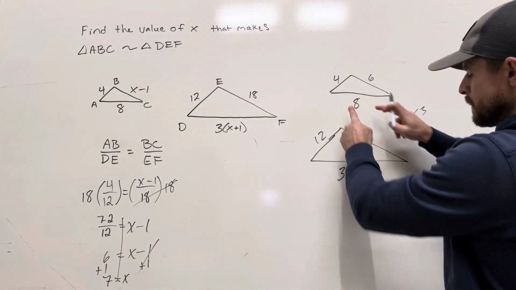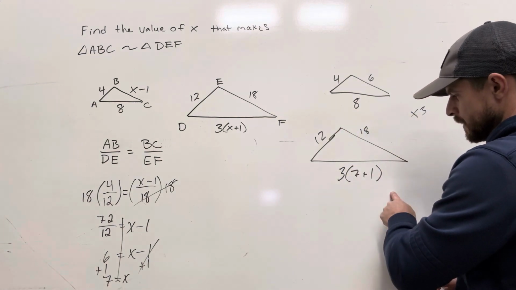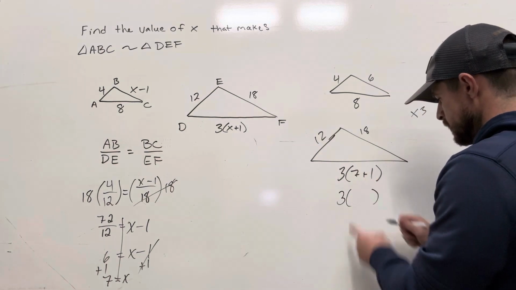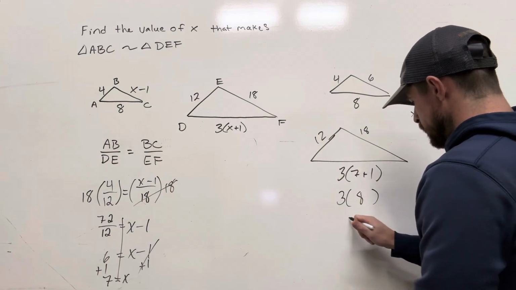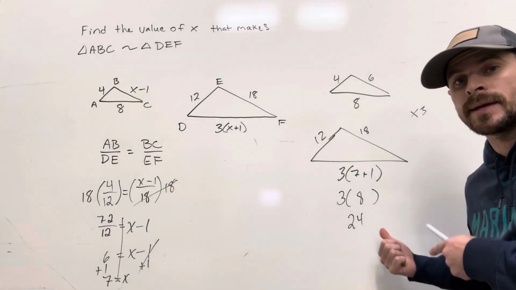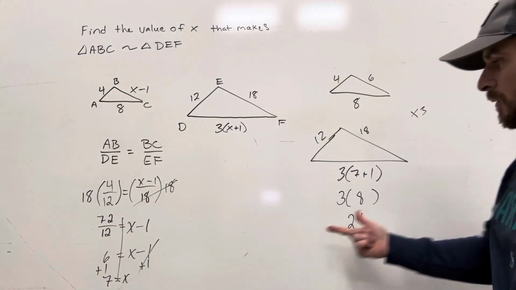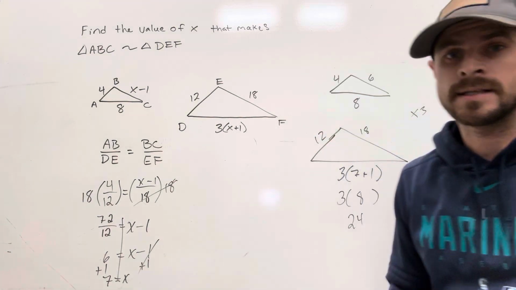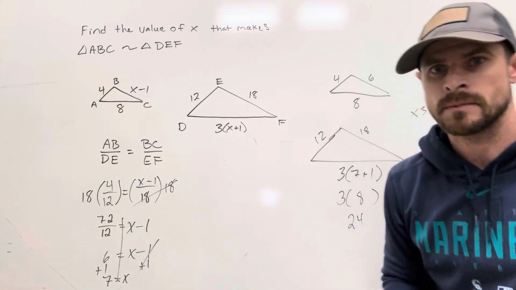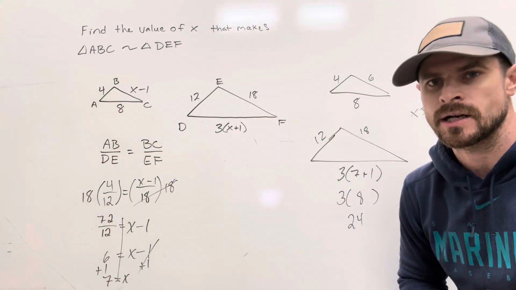8 times 3 would make 24, so this has to come out to 24. Let's see if it does. What's 3 times 7 plus 1, which makes 8. 8 times 3 is, by golly, it's 24. So by doing this, you can check to make sure the number you found, 7, is giving us what we need to make sure that these two triangles are similar. Hopefully this makes sense. Study hard and good luck on your upcoming test.